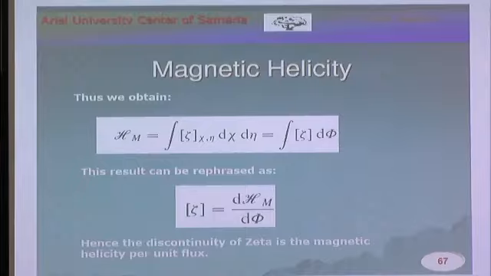Now, you can take the discontinuity of zeta and put it into this integral in terms of chi and eta. So essentially what you see is that the magnetic helicity is just the integral of the discontinuity of zeta over the flux. Or you can rephrase it and say that the discontinuity of zeta is just the density of magnetic helicity per unit flux.